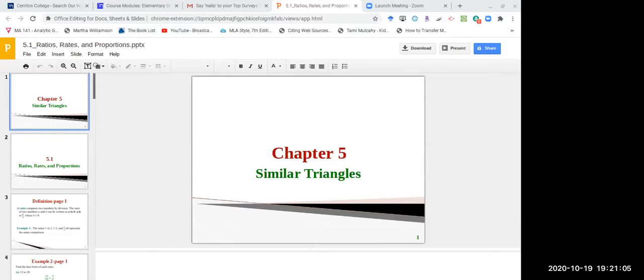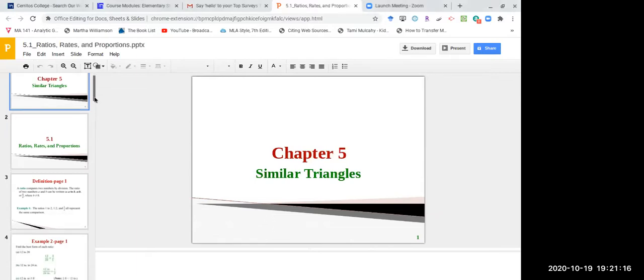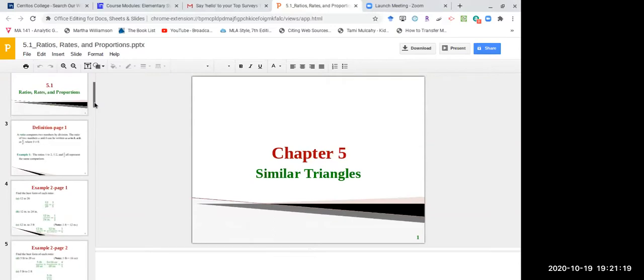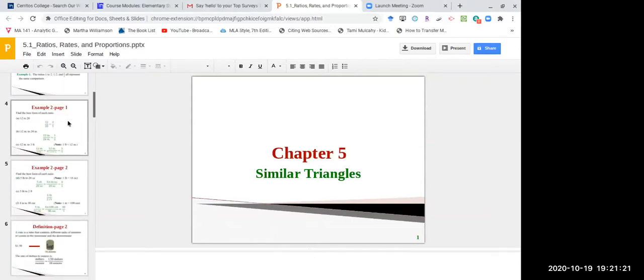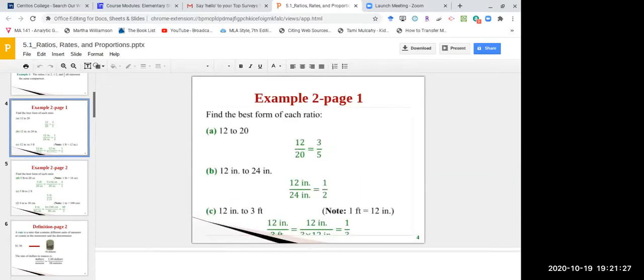Let's go into chapter 5, similar triangles. So in 5.1, we were talking about ratios, rates, and proportions, which is not that difficult. We talked about how ratios are two equal fractions, two equal quantities, and that in a true proportion, the cross products are equal, or we say the product of the means is equal to the product of the extremes.